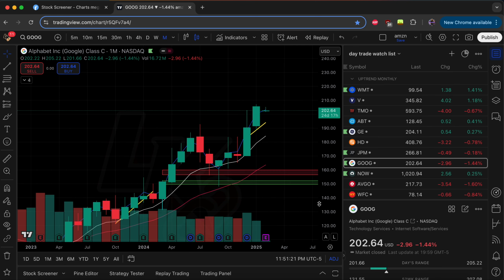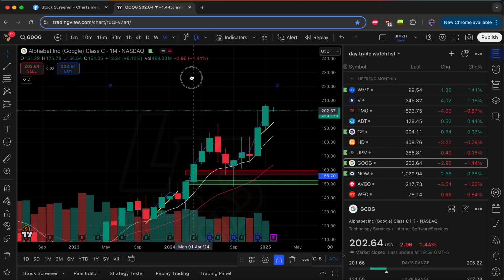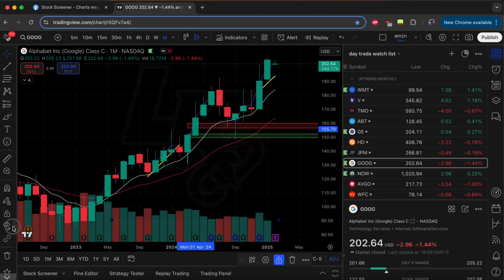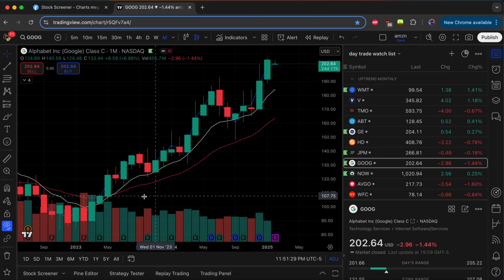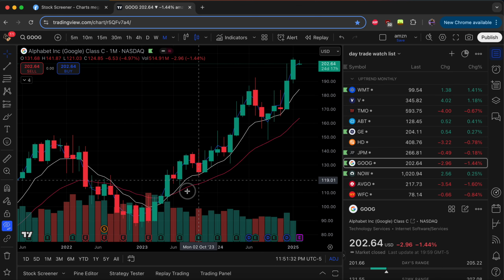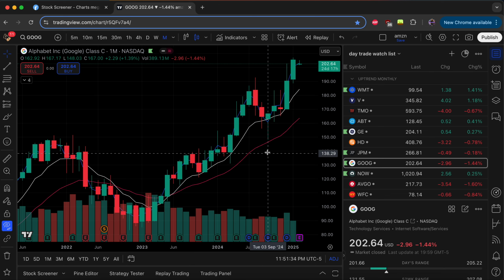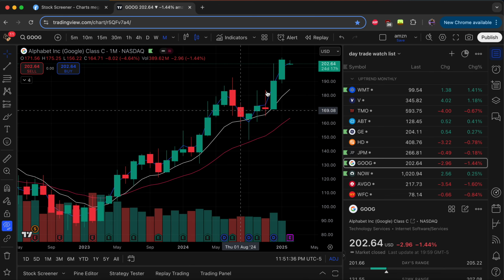But look, same thing with Google, right? With Google, you could look at it. Same exact idea. Even if you ignore all my markups, ignore all my drawings, right? For the last few months, every single time Google has gotten near the 20 EMA, we just bounce, right? So that's my idea. My first idea is, okay, we're in an uptrend. Every single time we go near the 20 EMA on the monthly chart, we bounce.